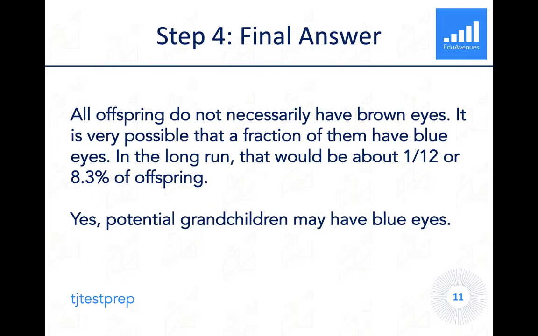And when we think about our final answer, that's always something we want to state very clearly. We would usually put it in bold at the end, or even up front if you're very confident in it. It is that one, all offspring do not necessarily have brown eyes. It's very possible that a fraction of them do have blue eyes. And in the long run, that would be about 1 out of every 12 or 8.3% of the offspring. And to answer the second question on grandchildren, yes, potential grandchildren may have blue eyes as well.